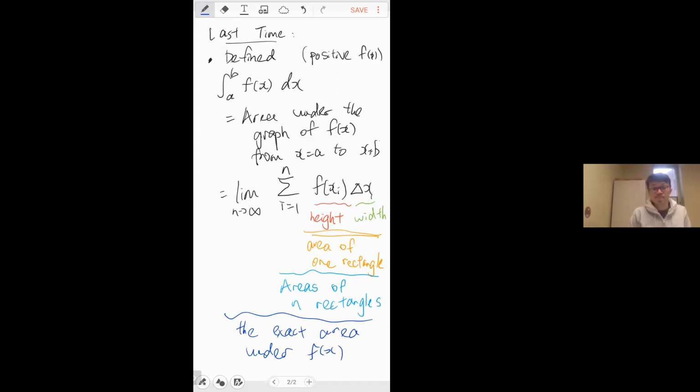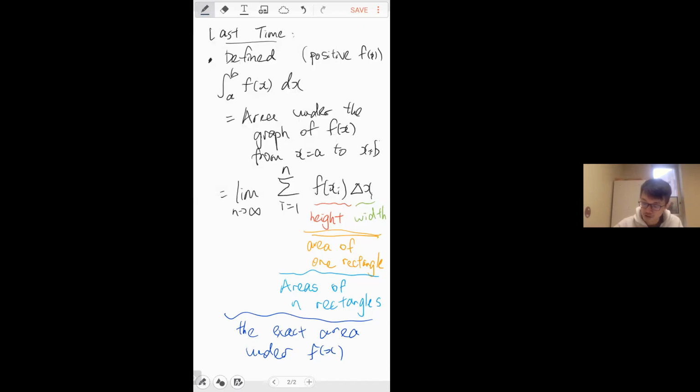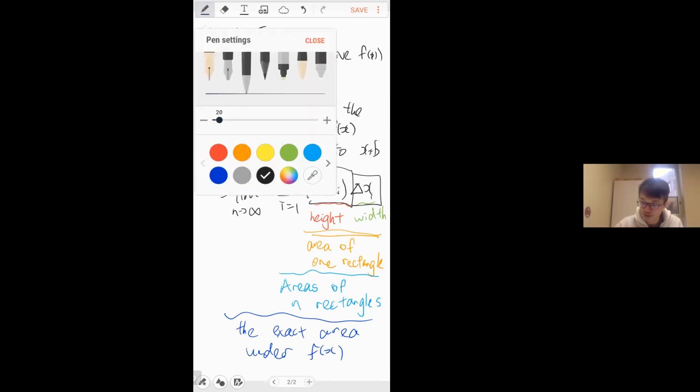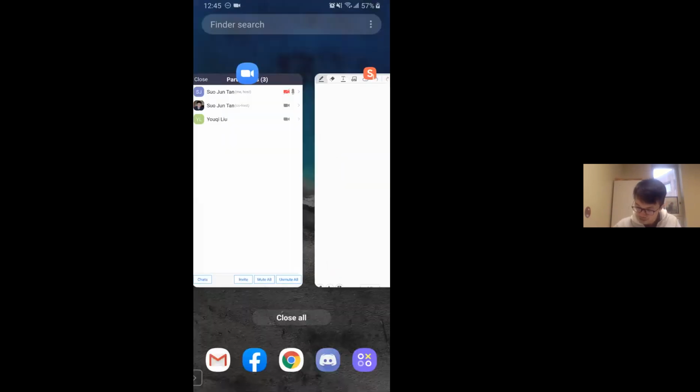Is it okay? Now, when you're doing your homework, the hardest part is actually finding the height and the width. We have done 2 examples last time, but I want to do one more today. Any questions before I move on to the next page? No? Okay.